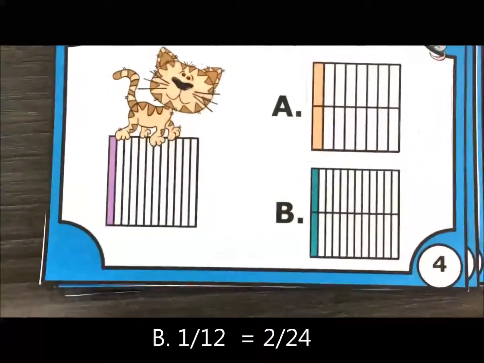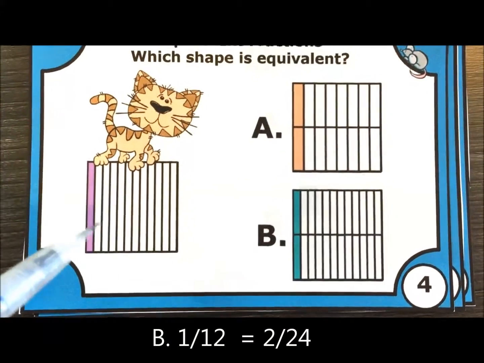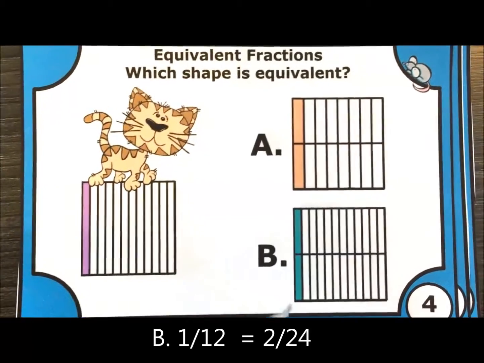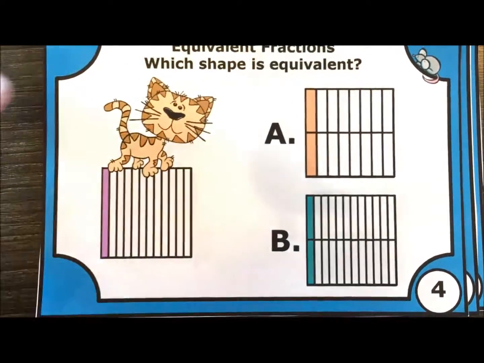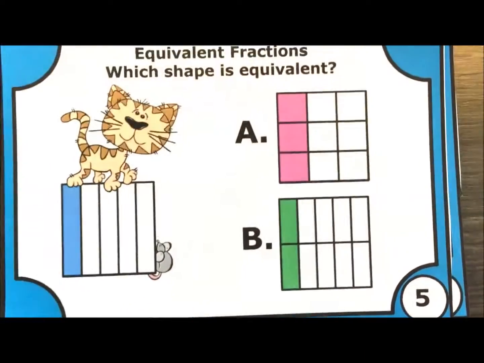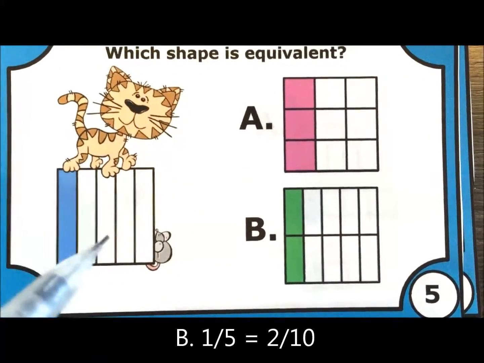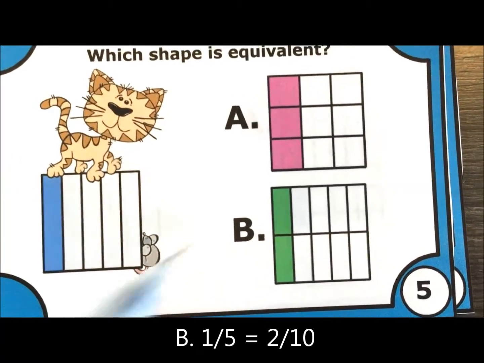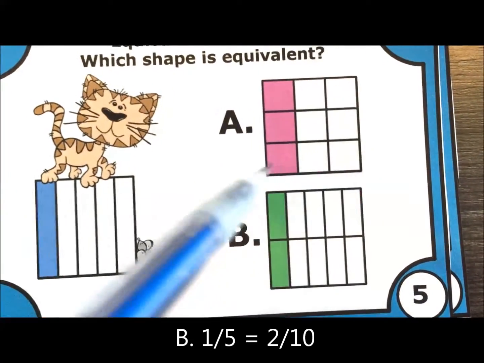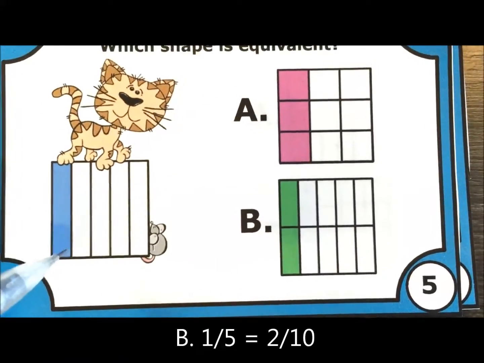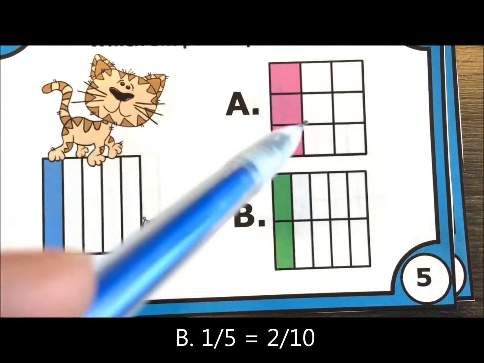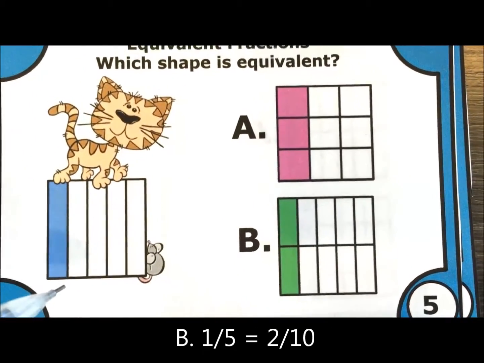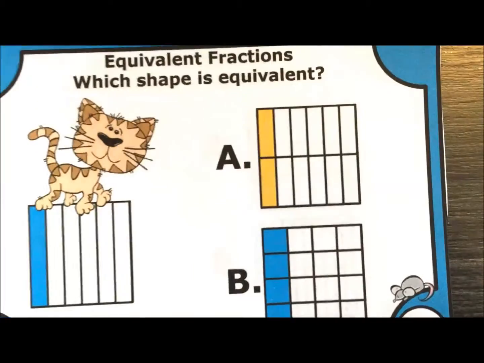Number 4, which shape is equivalent? A is just a little bit too big. B is the same shaded area. Number 5, which area is equivalent? Remember, it's important that these shapes are the same size, so we may make these comparisons. Which shape is equivalent to the blue shaded area? This is a little bit too big. B is the same equivalent shaded area.